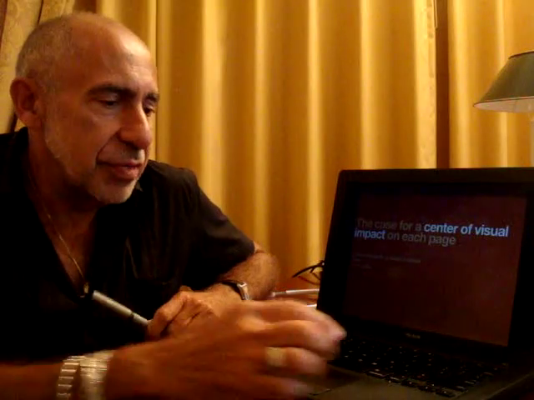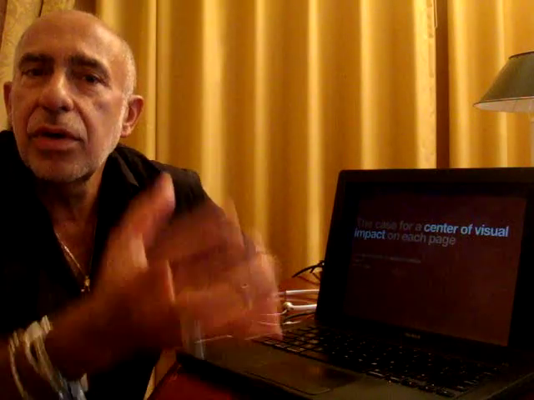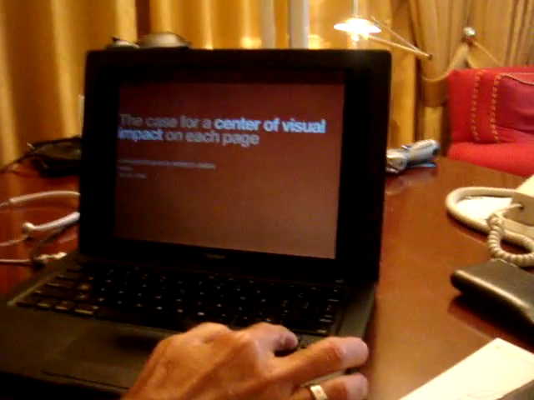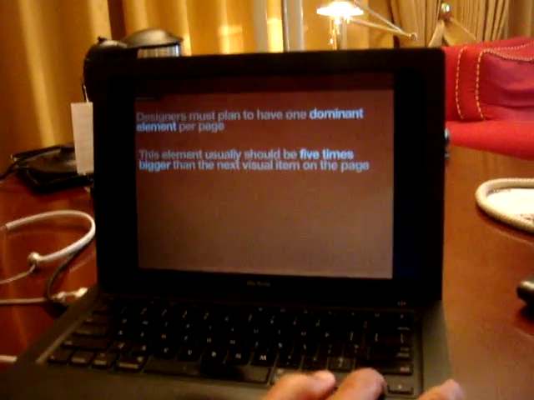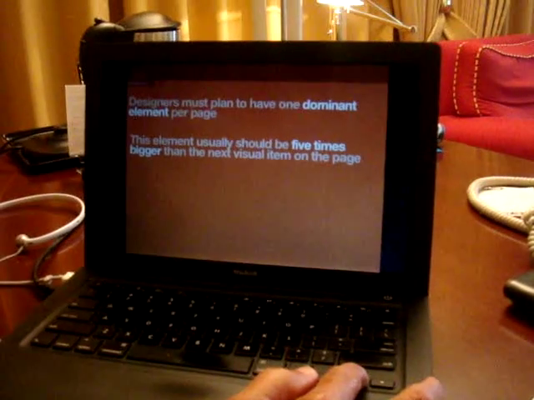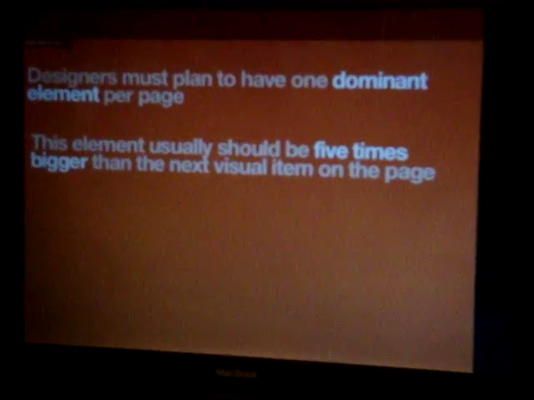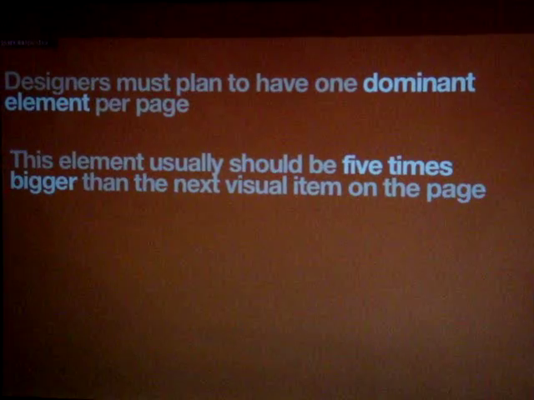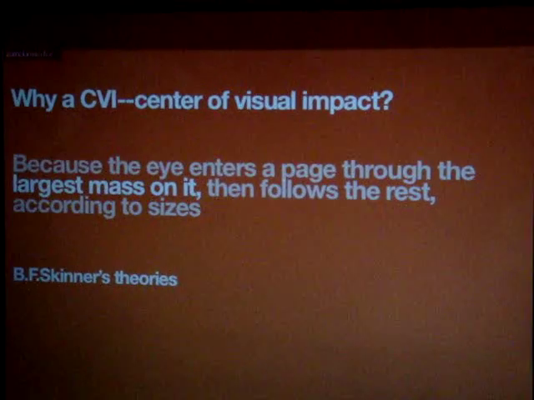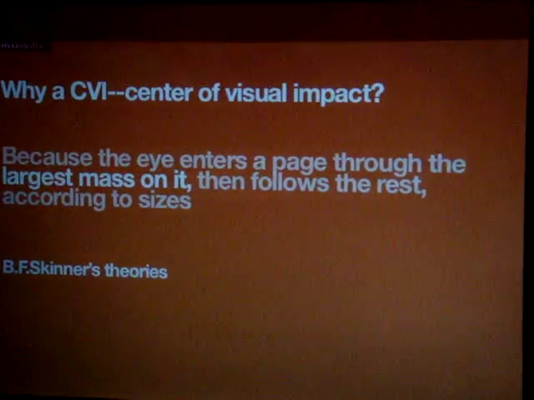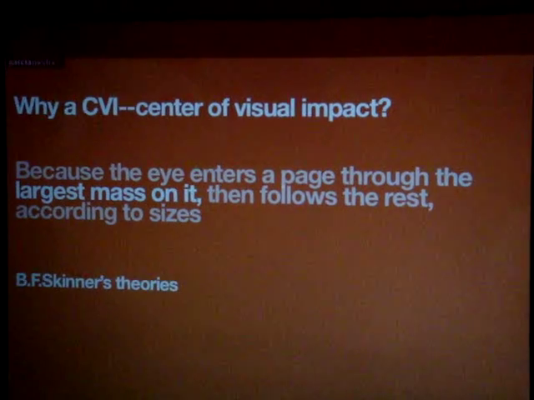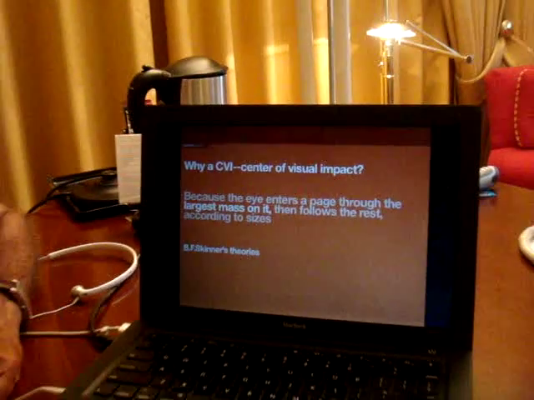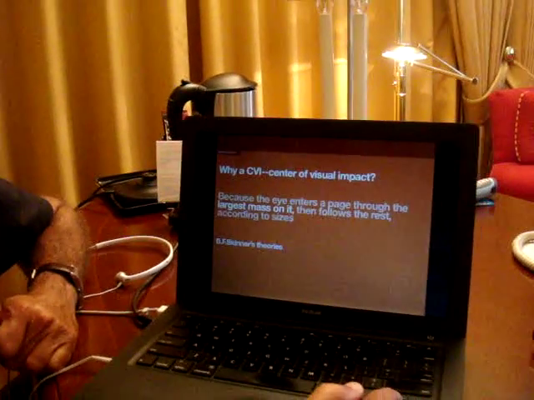This is the importance of having one central photograph on every page that is dominant. So we want to go through those. Designers must plan to have one dominant element per page, and this element usually should be 5 times bigger than the next visual item on the page. Why is it important to have a CVI, or center of visual impact? Because the eye enters the page through the largest mass on it, then follows the rest according to sizes.